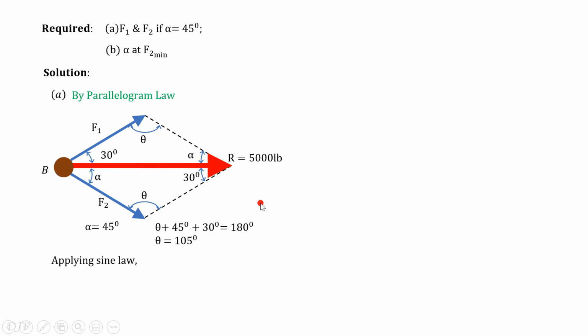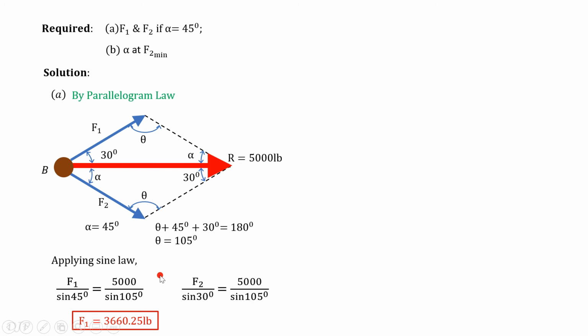Now that we have theta, we can apply sine law to solve for the values of F sub 1 and F sub 2. Let's start first with F sub 1. F sub 1 over the sine of its opposite angle, alpha, which is equal to 45 degrees, is equal to the resultant over the sine of its opposite angle, which is theta, equal to 105 degrees. From this, we can get the value of F sub 1, which is equal to 3,660.25 pounds.